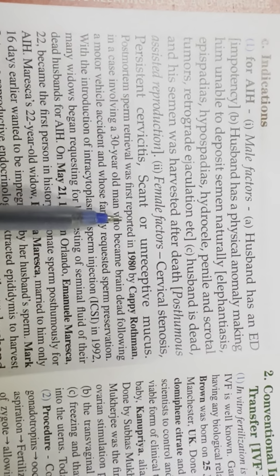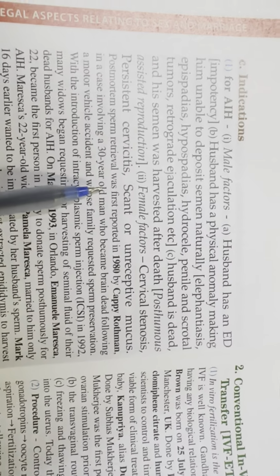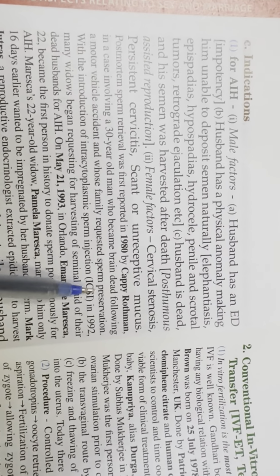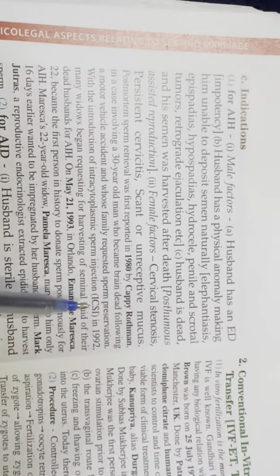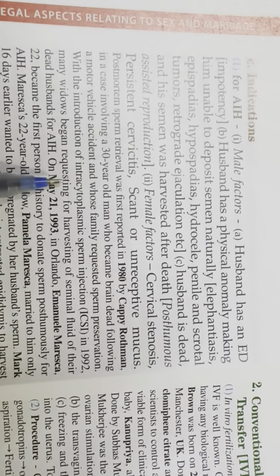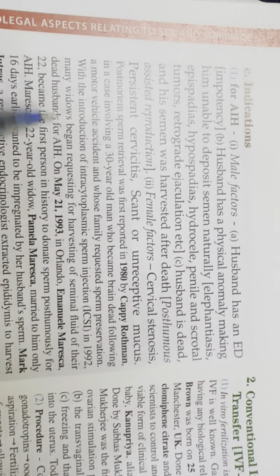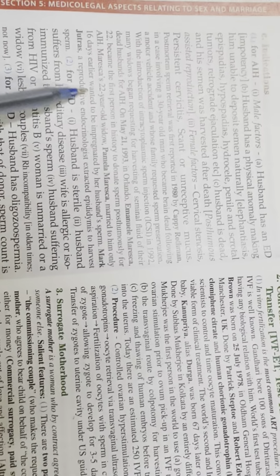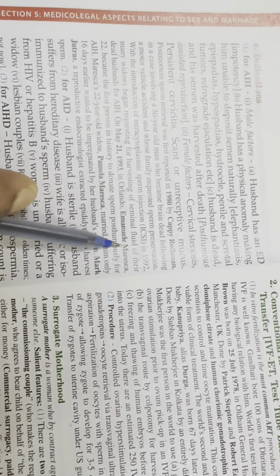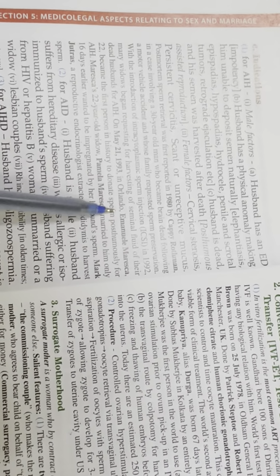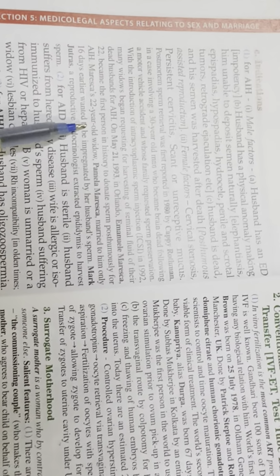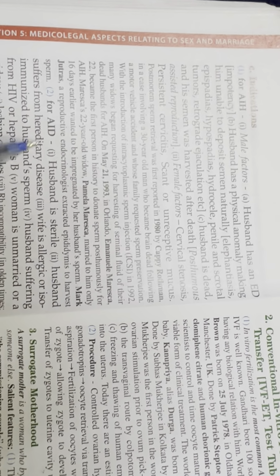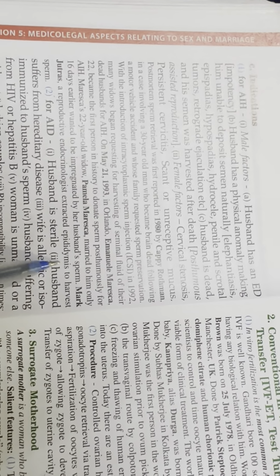Postmortem sperm retrieval was first reported in 1980 by Cappy Rothman in a case involving a 30-year-old man who became brain dead following a motor vehicle accident, whose family requested sperm preservation. With the introduction of intracytoplasmic sperm injection in 1992, many widows began requesting harvesting of the seminal fluid of their dead husbands for artificial insemination homologous, or artificial insemination husband. On May 21, 1993, in Orlando, Emanuela Maraska became the first person in history to donate sperm posthumously for artificial insemination. Maraska's 22-year-old widow, Pamela Massa, married to him only 60 days earlier, wanted to be impregnated by her husband's sperm. Mark Jurata, a reproductive endocrinologist, extracted epididymis to harvest sperm.